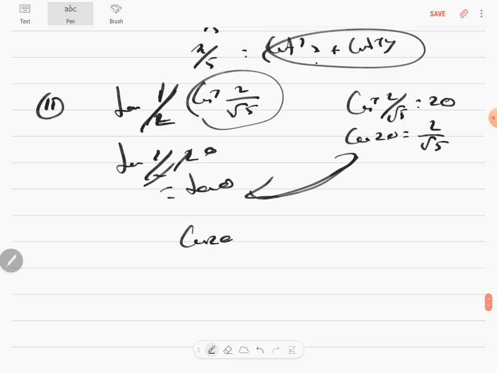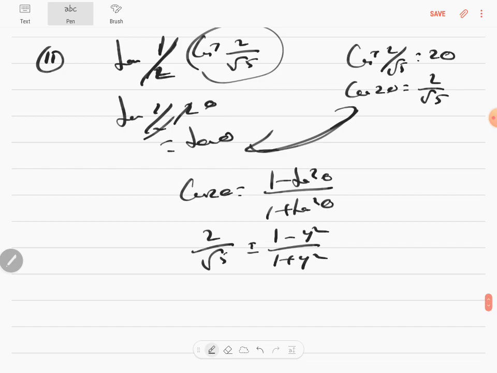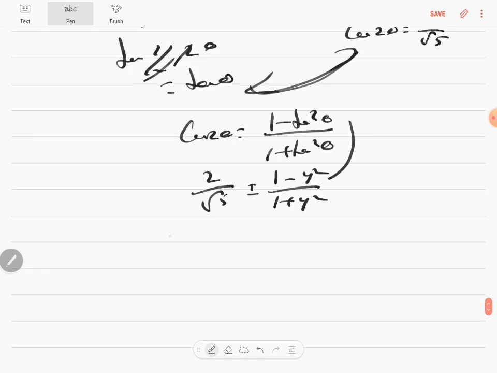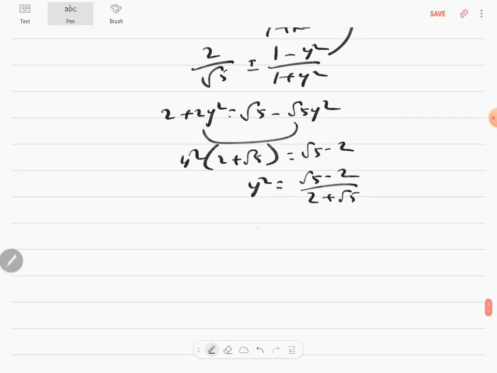And you know cos 2 theta is 1 minus tan square theta by 1 plus tan square theta. And cos 2 theta itself is 2 by root 5, which is equal to 1 minus y square by 1 plus y square. Just cross multiplying, you can get the value of tan theta, because you assume tan theta to be y. So then 2 plus 2y square is equal to root 5 minus root 5y square. Consolidating, y square times 2 plus root 5 is equal to root 5 minus 2. Y square is root 5 minus 2 by 2 plus root 5. And then therefore y is equal to the square root of this.